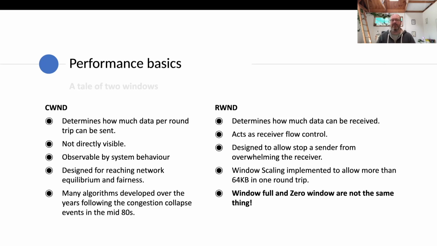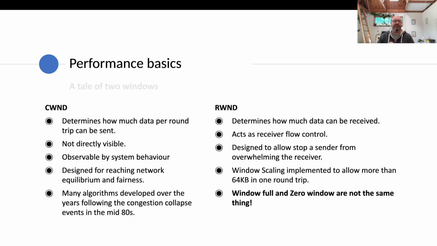Now, keeping in mind that every single TCP connection that we have will use an independent congestion window. So even if I have my phone having 10 connections to the same server, each one of those is going to have its own congestion window, trying to reach some equilibrium or fairness. And probably the biggest area in TCP development has been those congestion window or congestion control algorithms following the congestion collapse events in the mid-80s.